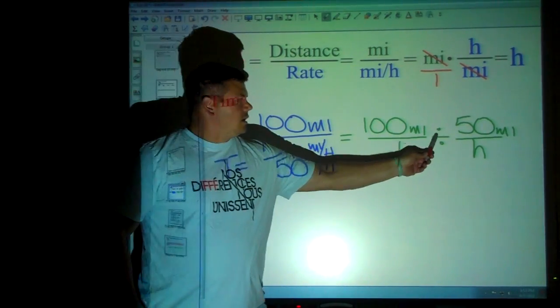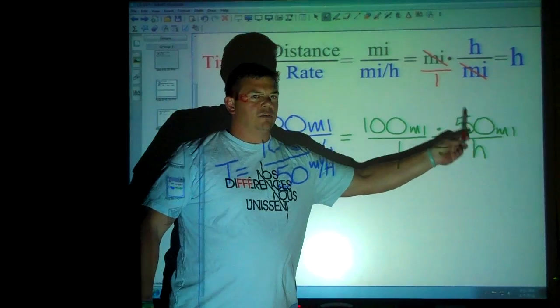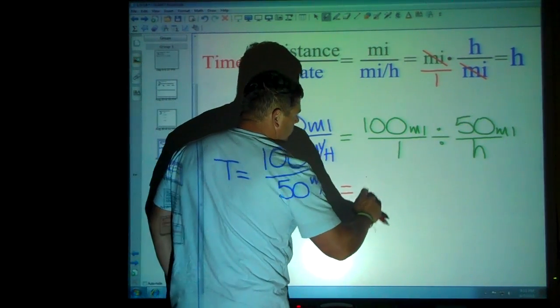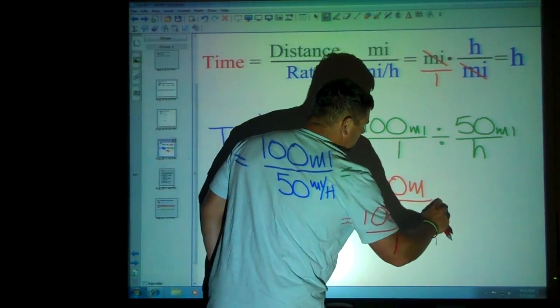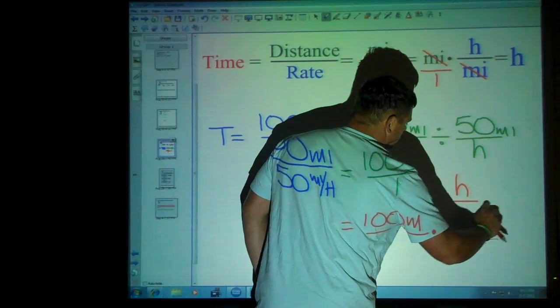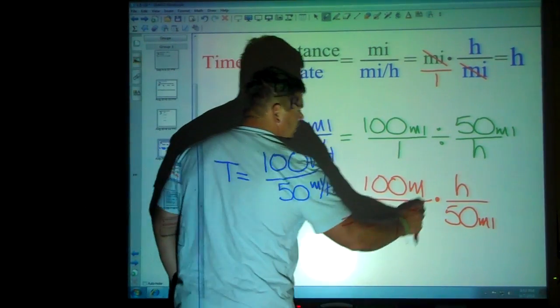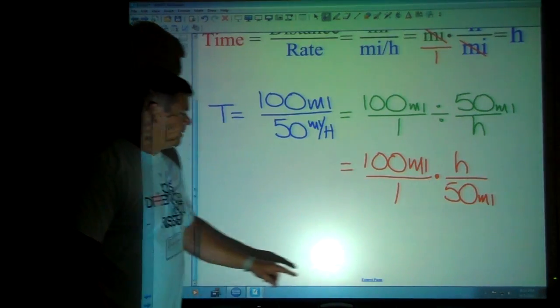Instead of dividing, if we want to change division into a multiplication problem, you always flip the second fraction. Never flip the first fraction. So now it becomes 100 miles over 1 multiplied by hours over 50 miles. At this point, we can do all kinds of canceling.